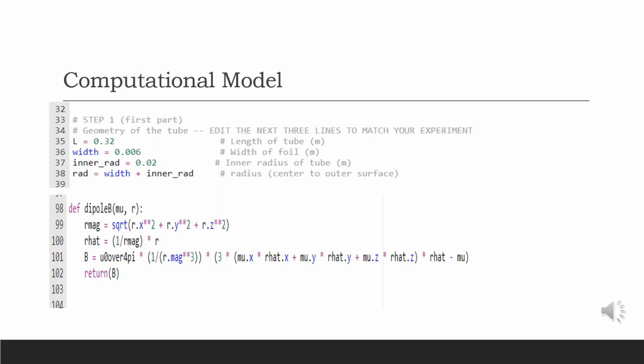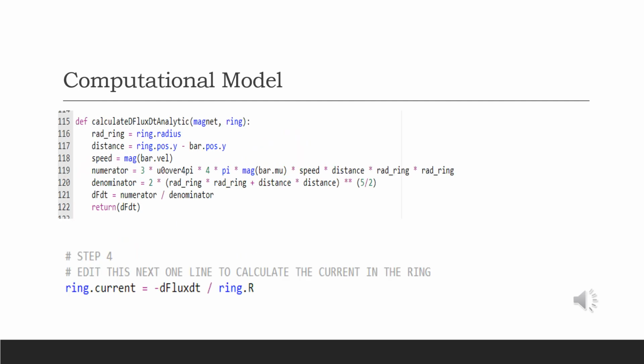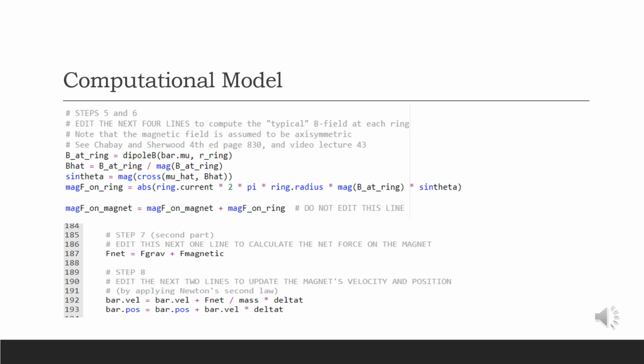Looking at my computational model, in step 1 I defined the geometry of the tube, and in step 2 I defined the magnetic field of a dipole at any location. In step 3 I calculate the time derivative of flux, and in step 4 I find the current through a single ring of the tube. In steps 5 and 6, I calculate the force by the induced current on the falling magnet, and in step 7, I calculate the force due to gravity as well as a net force, which takes into account the force due to gravity and the force due to the induced current. Finally, in step 8, I apply the momentum principle to iteratively update the position and velocity of the magnet as it falls through the tube.